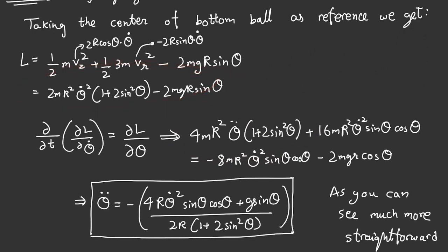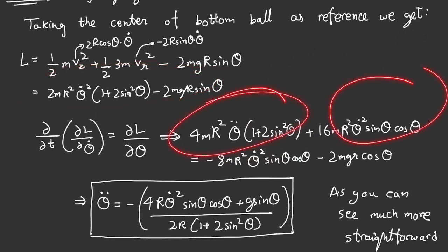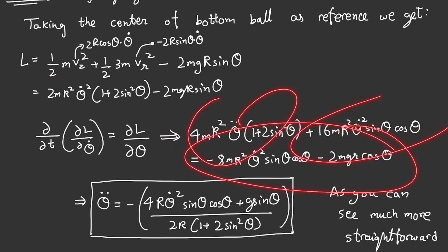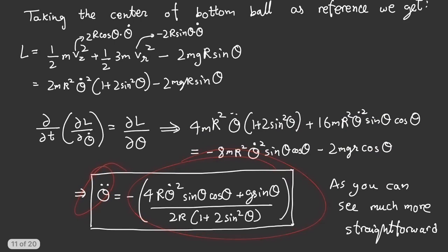Now you differentiate this with respect to this. So once you differentiate that with respect to this, you get this. When you differentiate it again and equate that to this, you get theta double dot is minus 4. As you can see, the Lagrangian is much more straightforward here.